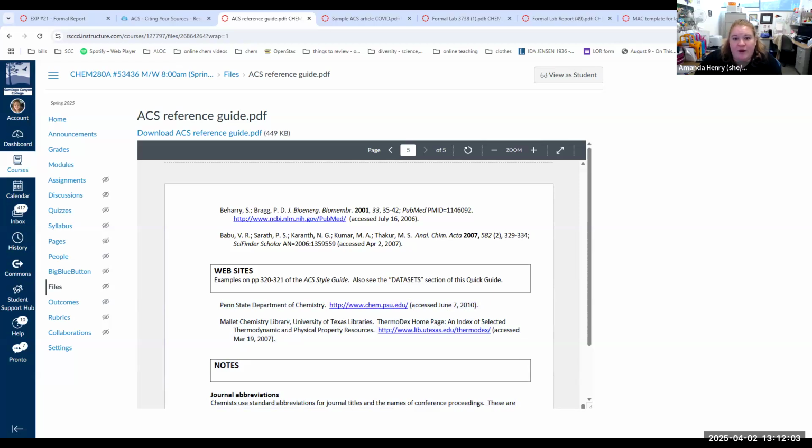Of course, we want to use reputable websites. So if it's a .edu or a .gov, that generally means that it's a decent website to use. If you have a question about whether something's a good website or not, you can always ask me.